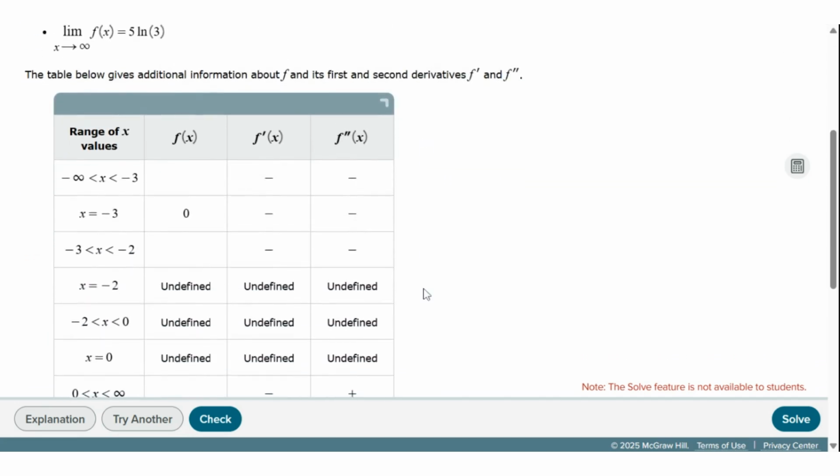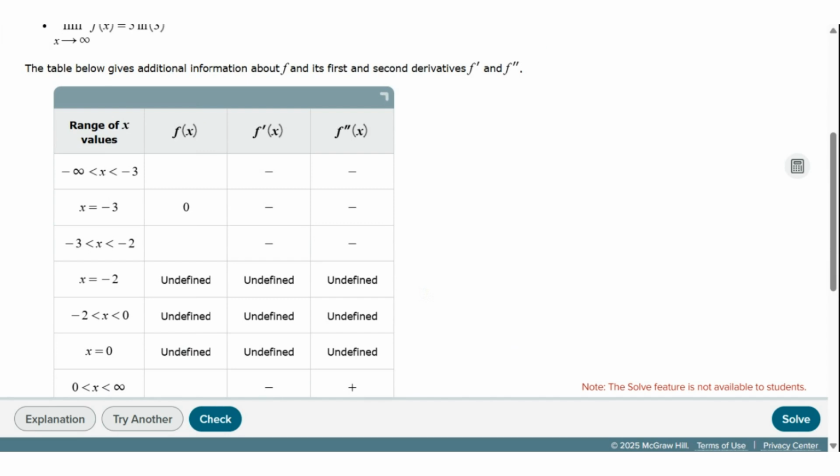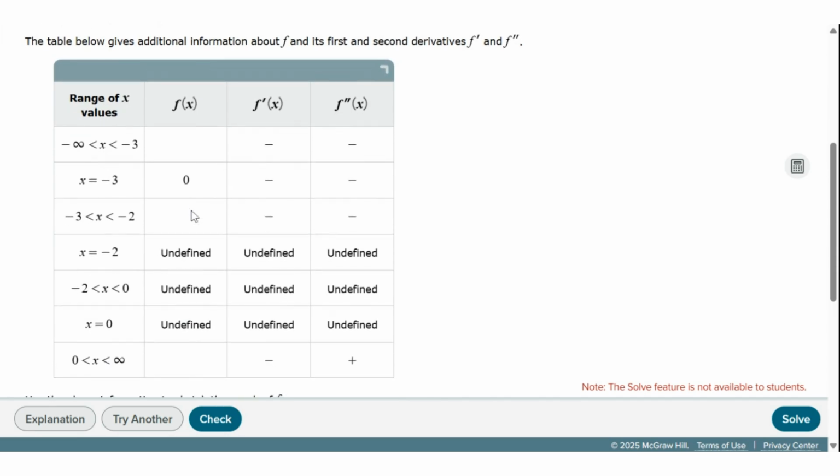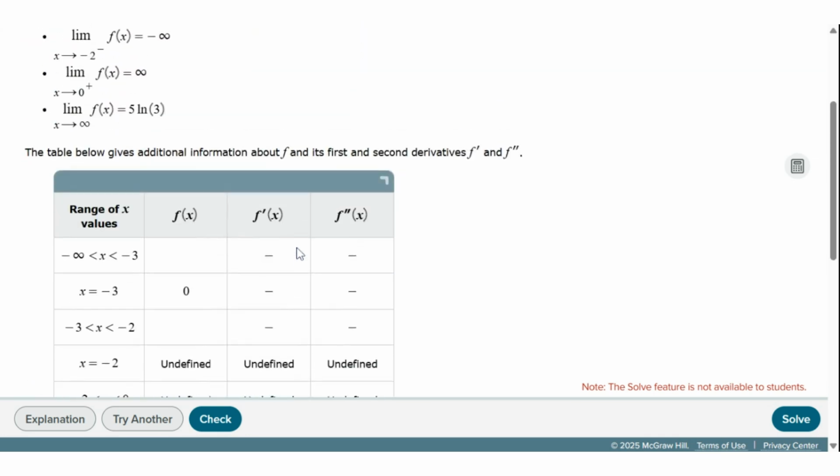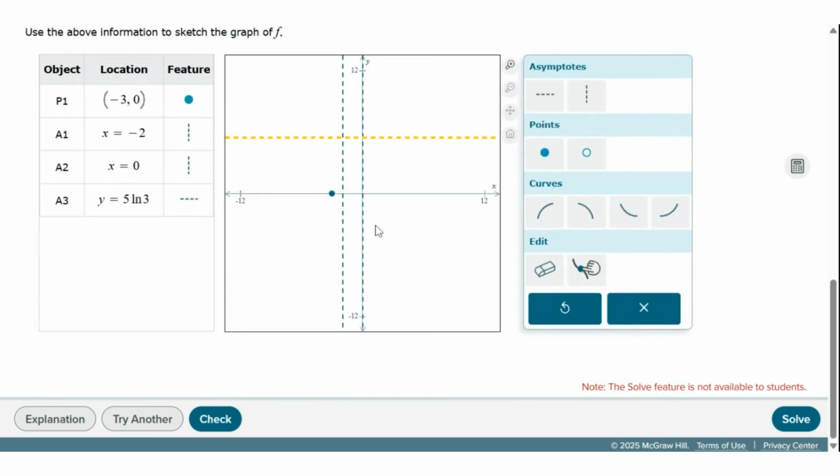And then according to our chart, we've got a point here, negative 3, 0, and then we've just got all these undefined values: negative 2, 0, and everything between negative 2 and 0. So what I did is I went ahead and plotted that point, and then I plotted the vertical asymptotes where it's undefined at x equals negative 2 and x equals 0, and then I put in the horizontal asymptote at 5 times the natural log of 3. So this line here is 5 times the natural log of 3, here's negative 2, here's 0.